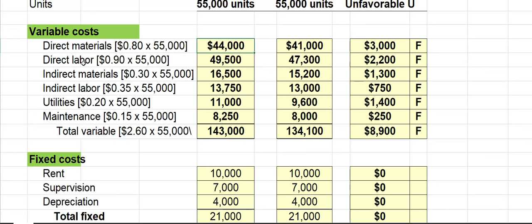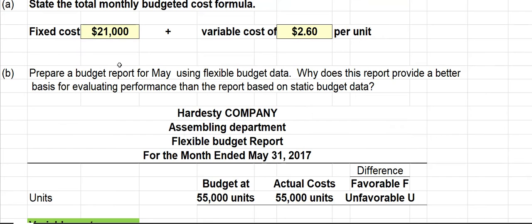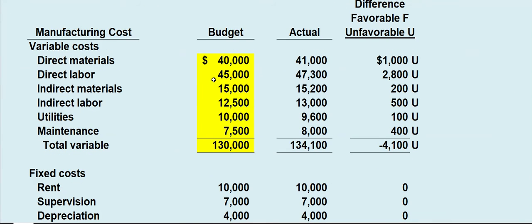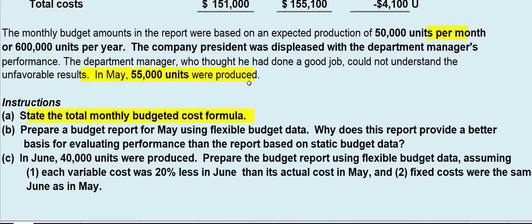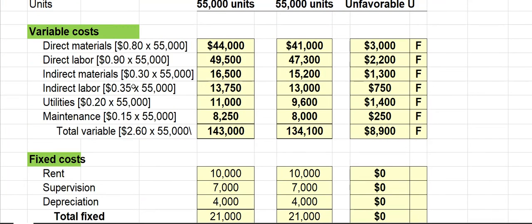Similarly, direct labor, we take the budgeted direct labor cost of 45, divide that by 50,000 units, and that turns out to be 90 cents per unit. And so at a 55,000 unit level of activity, it works out to 49,500. We compare that with the actual of 47.3. That gives us a favorable difference of 2,200.